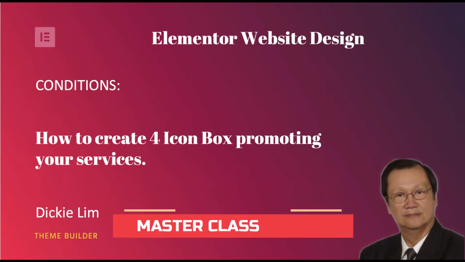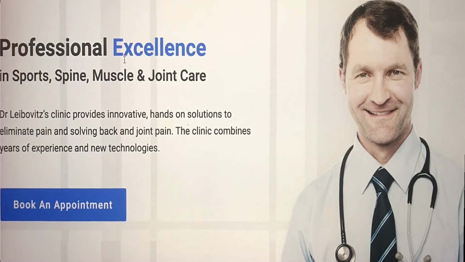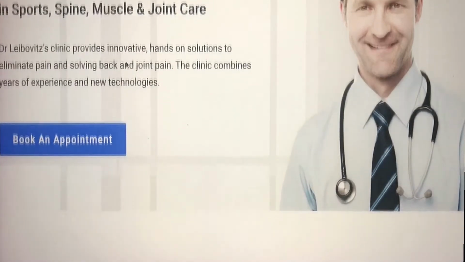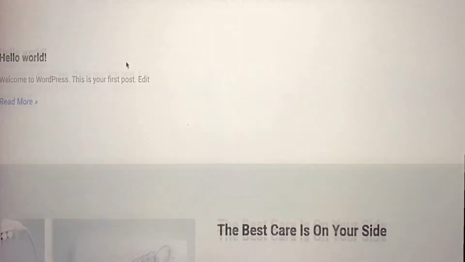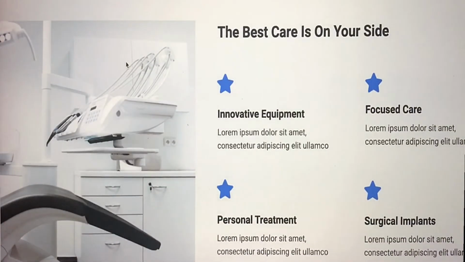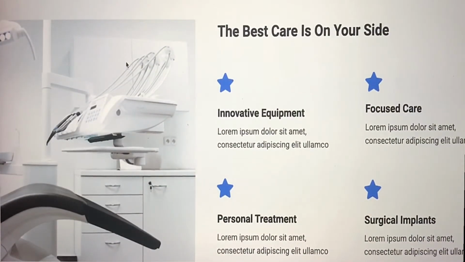Today, MasterClass Lesson 3: how you can create 4 icon boxes promoting your online business. Early on we have finished the first section. I will straight jump to the third section, and I can show you this is the second section. I straight jump to the third section here to create this. We come back later on to the second section.